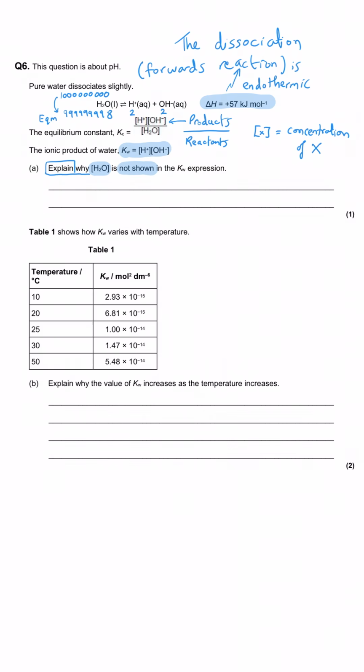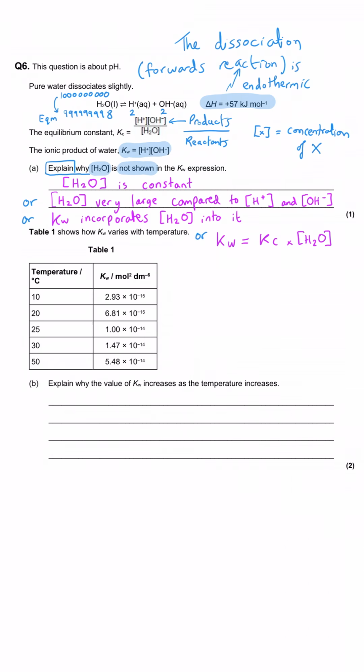And so the concentration of water is effectively a constant. Certainly we can say that it's very large in comparison to the hydroxide ions and the hydrogen ions. As a result of that, the Kw incorporates the water concentration into it. It's kind of taken as the product of Kc multiplied by the concentration of the water.